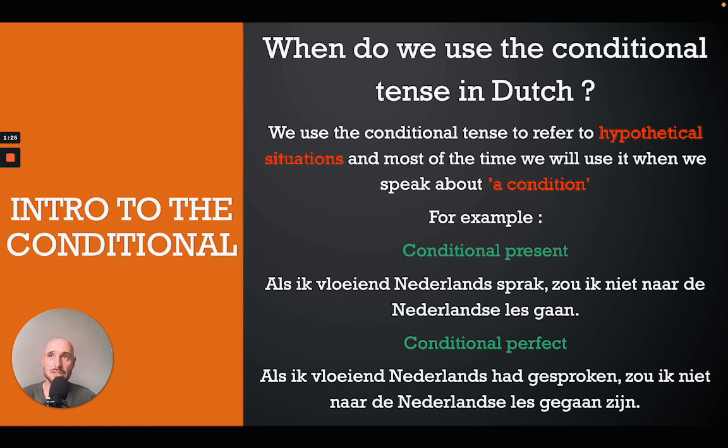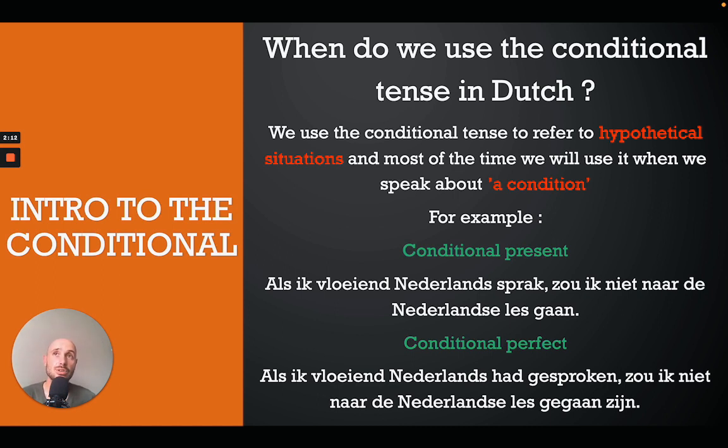So we'll focus on these 5 pieces of grammar, but we'll start off with the most used form, and that is the conditional in the present or the conditional perfect in the past. Alright, so first of all I want you to look at the examples. We have the conditional present, right? So we look at the sentence. Als ik vloeiend Nederlands sprak, zou ik niet naar de Nederlandse les gaan. Right? So I'll translate that for you, and that als is if. So if I spoke Dutch fluently, I would not go to Dutch class. That's it. If I spoke Dutch fluently, I would not go to Dutch class. This is the conditional present.